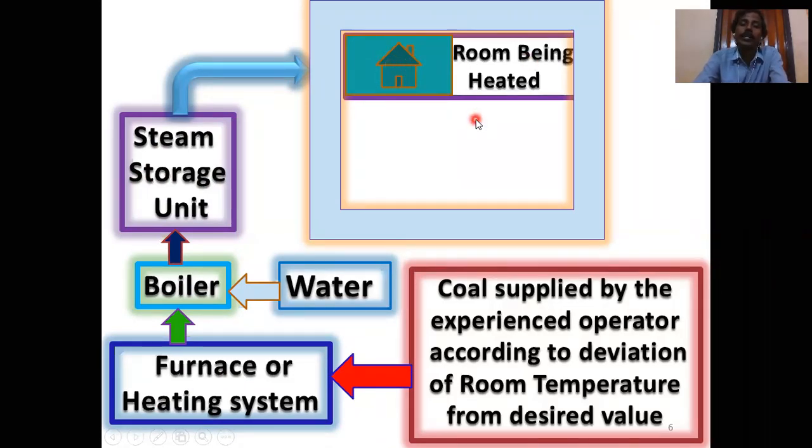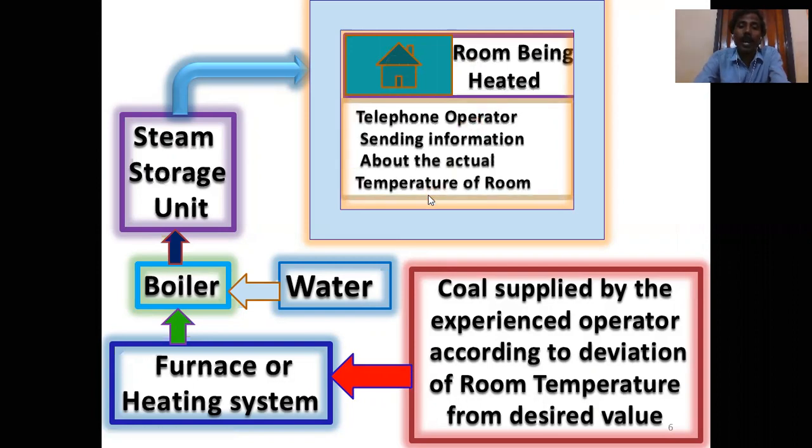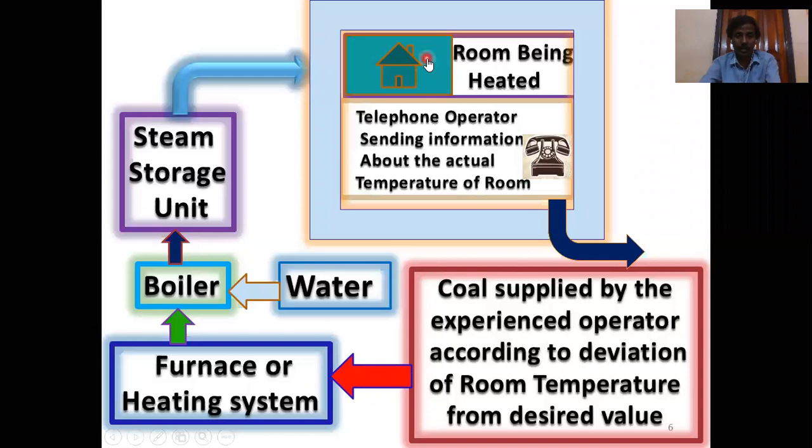So the room is being heated, and the telephone operator sends information about the actual temperature of the room, because the required temperature is, say, 25 degrees, and the room may be at 25 degrees, below 25 degrees, or above 25 degrees centigrade. Then this information is collected by the experienced operator and sent again to this room.